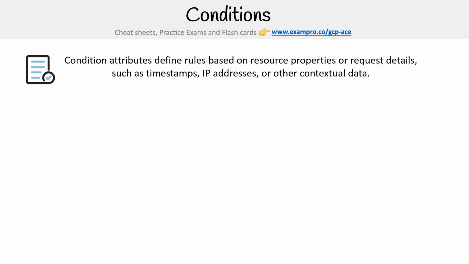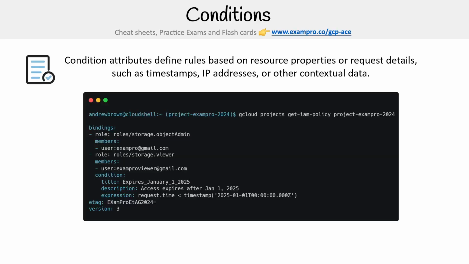Let's talk about conditions specifically for policy statements. These are condition attributes, defined rules based on resource properties or request details such as timestamps, IP addresses, or other contextual data. We already covered this before, but we didn't show it in a policy statement. But here you can see, I'm going to get my pen tool out here, when you look here, we have our condition, right? Here's our expression. So the request time, if it is less than this value, then it's true, and access expires after January 1st, right? So hopefully that makes sense.